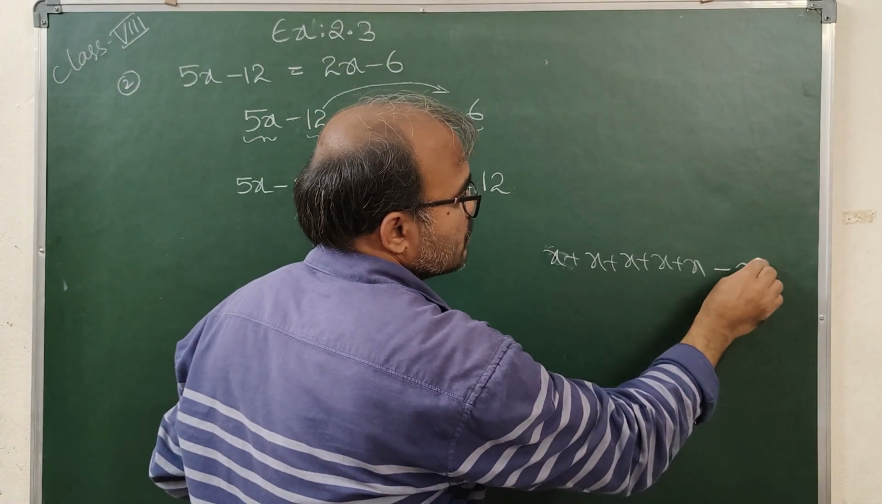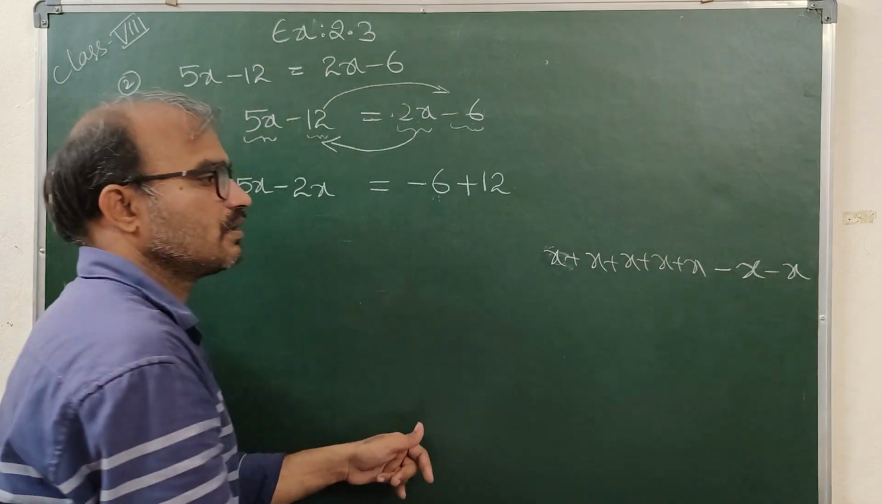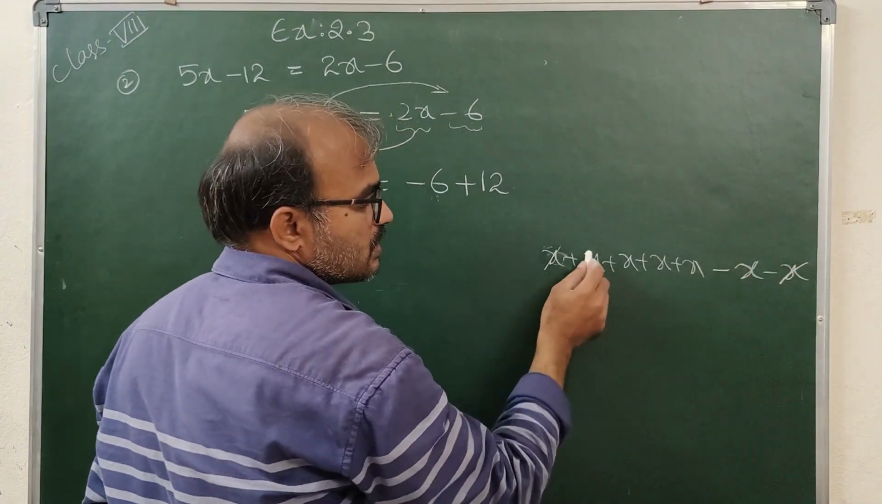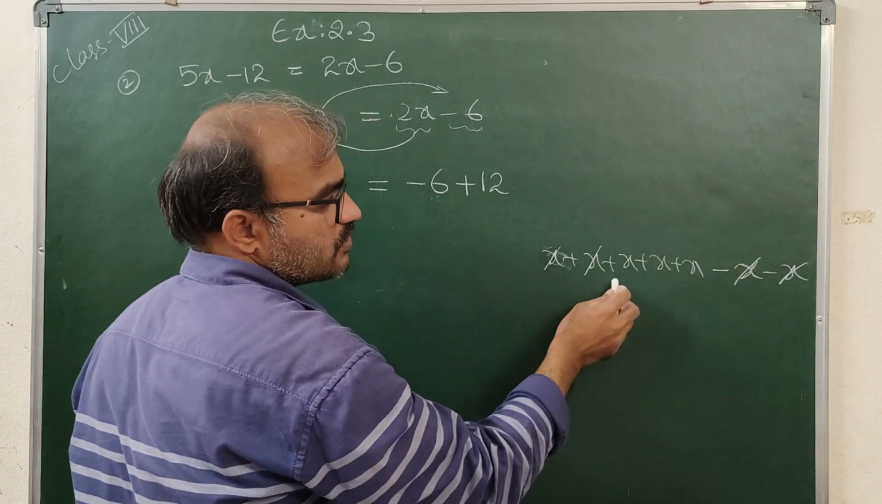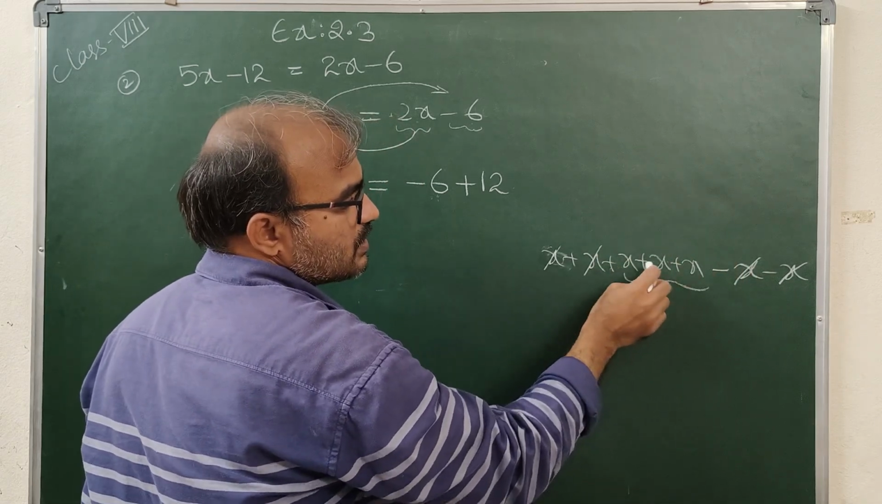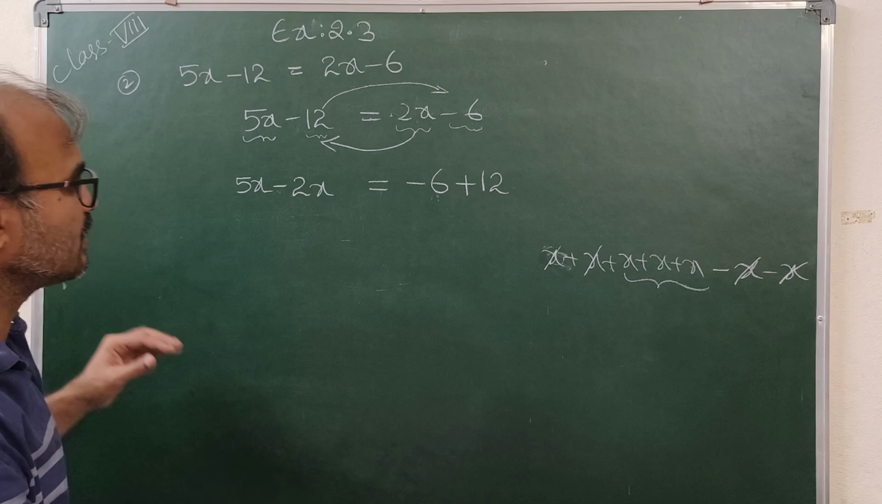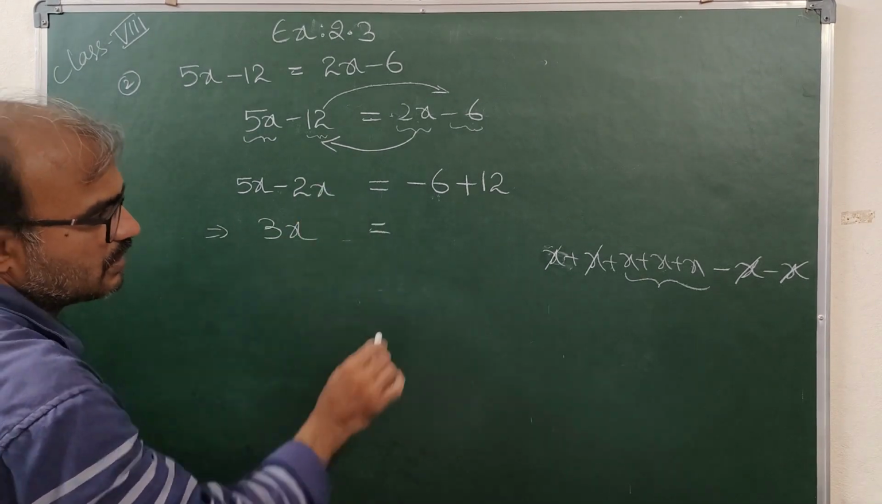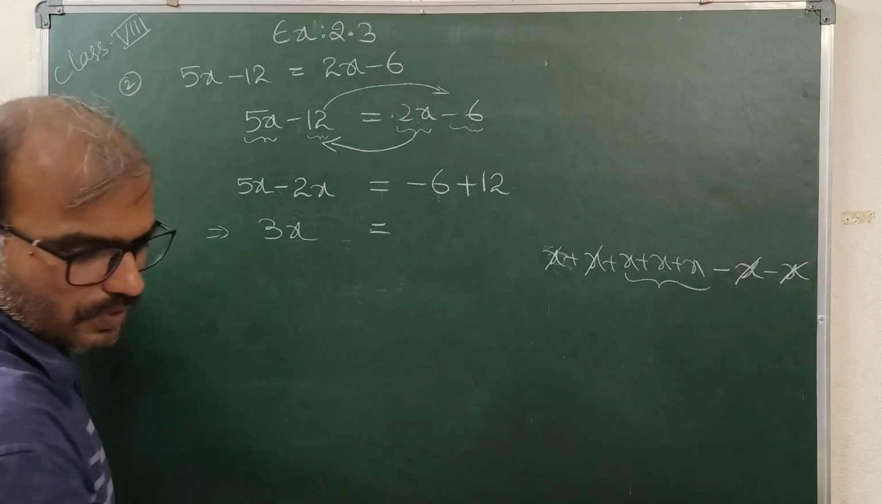2x means minus x, right? So now for this x, minus x cancels. For this plus x, minus x is cancelled. So what remained? Plus x plus x plus x. So plus 3x remained. Implies plus 3x equals, under equals, minus 6 plus 12.